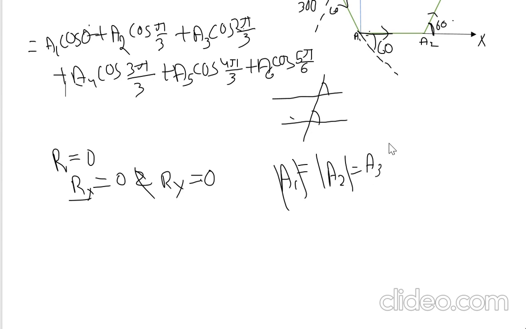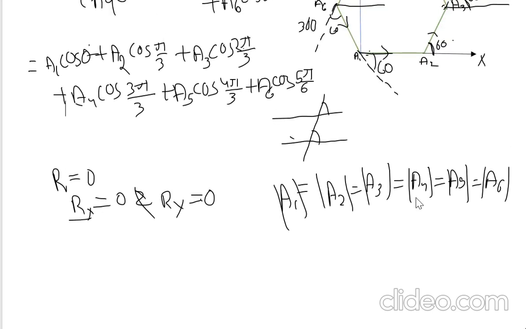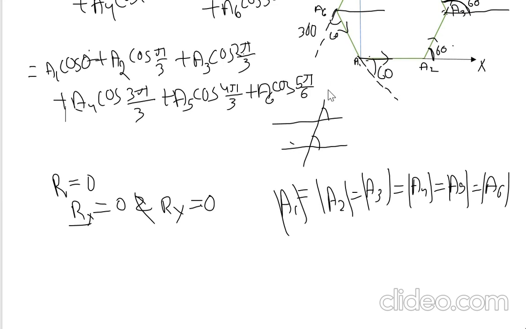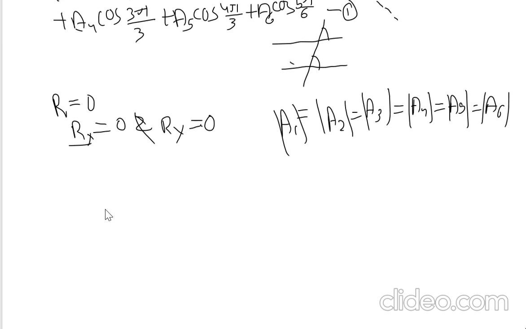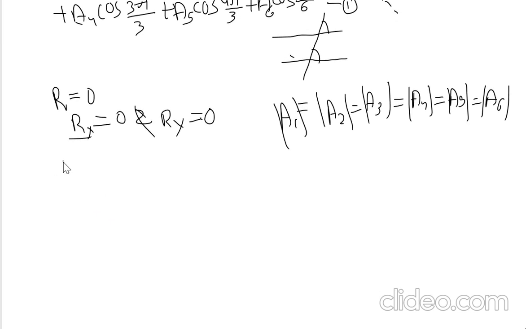It is also given that it is a regular hexagon, so the magnitude of A1 is equal to A2, equal to A3, equal to A4, equal to A5, similarly A6. So all six sides are the same. Now in this equation 1 I have to put that. Now I have to use the resultant. So the vector is 0, so Rx is equal to 0, and all the vectors are similar, so I take all as A.